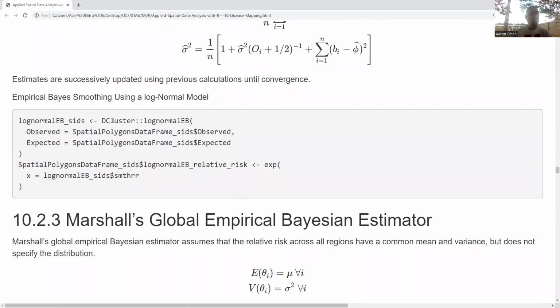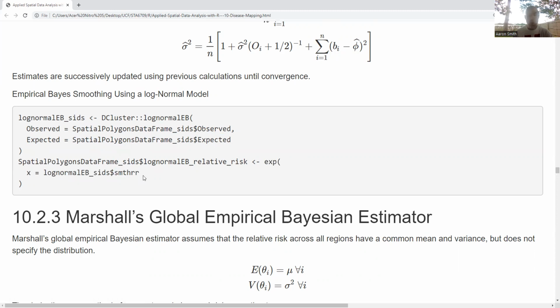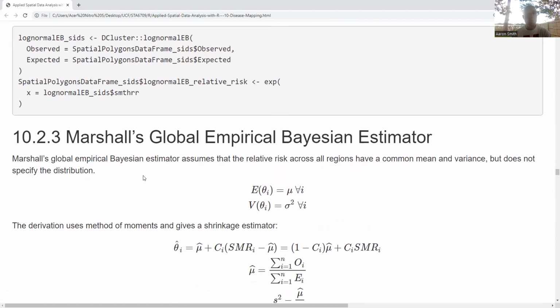And so to get this, once again, we're going to use dCluster. We use log normal empirical Bayes. We give the observed and we give the expected, and it works it out for us. And then we can take the exponential of our smooth relative risk to get our estimate for each subregion.